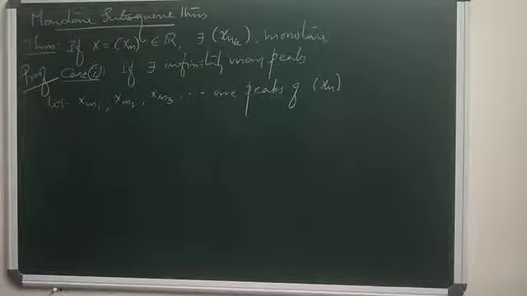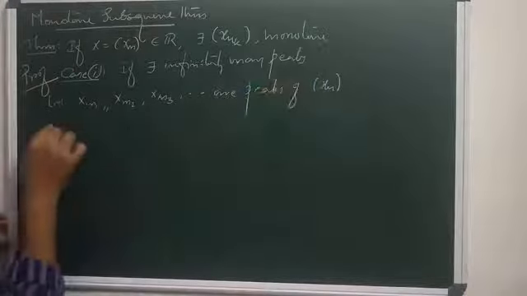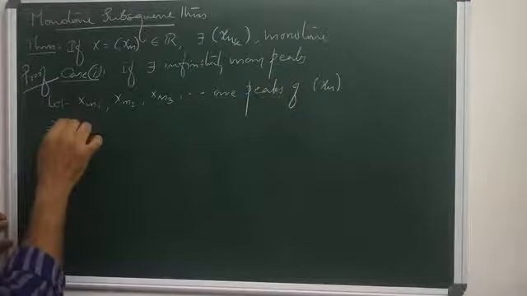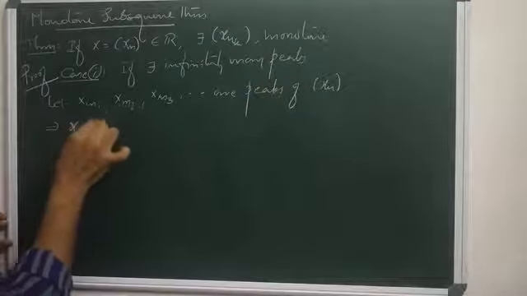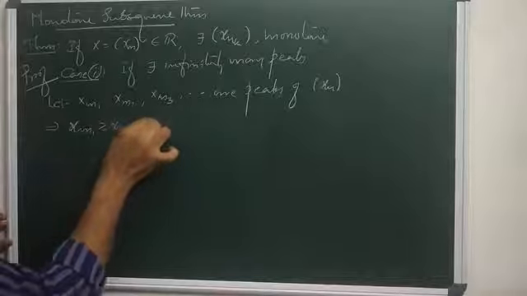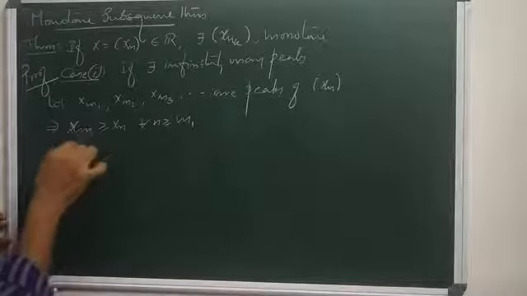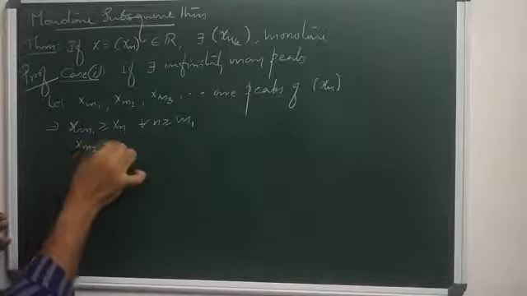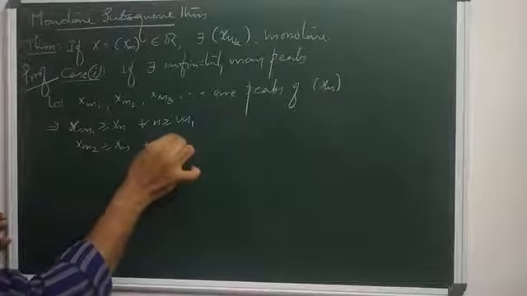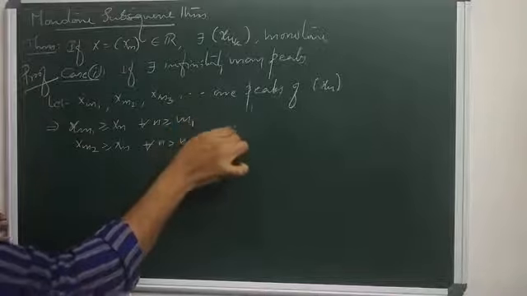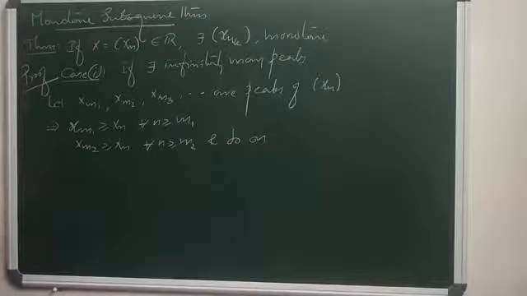Xm is a peak of the sequence xn means xm is greater than or equal to xn. So xm1 being a peak of xn means xm1 is greater than or equal to xn for all n greater than or equal to m1. Similarly, xm2 is greater than or equal to xn for all n greater than or equal to m2, and so on. This is from the definition of peak. Here we assume that the sequence xn has infinitely many peaks.